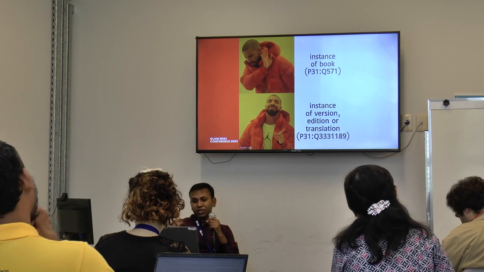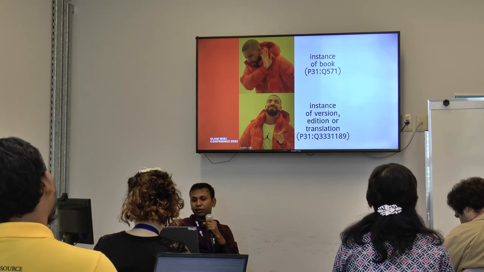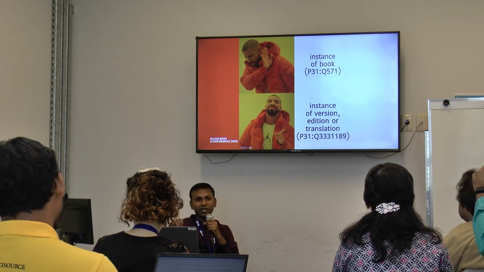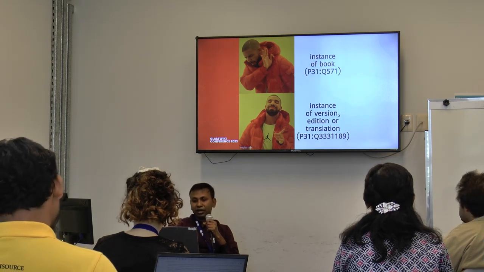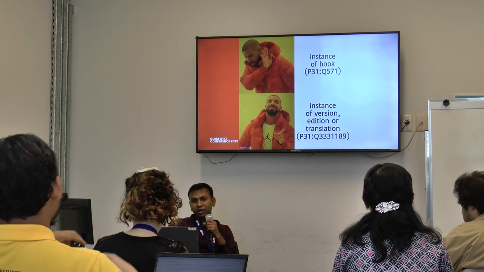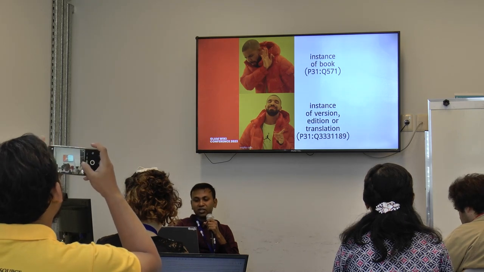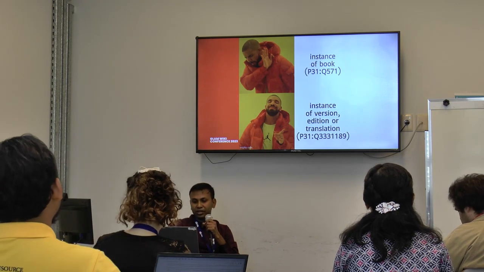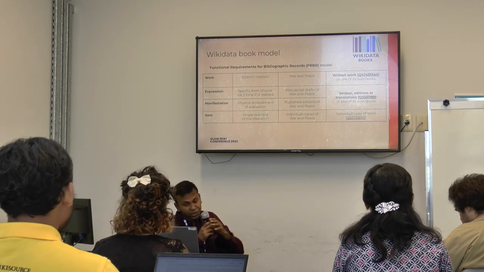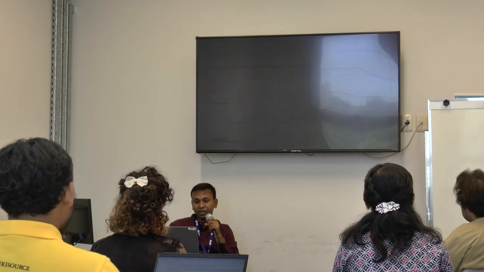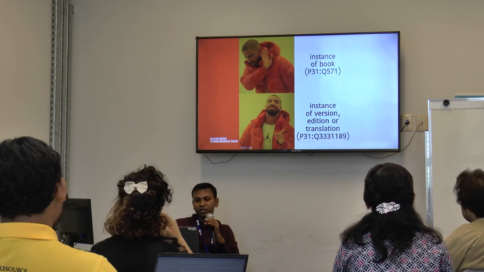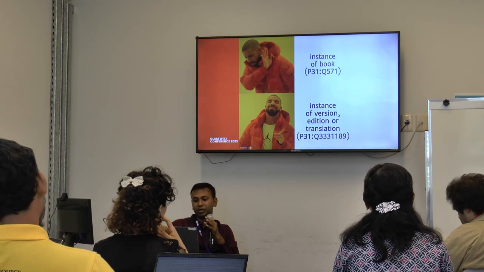This is a common mistake which the Wikidata community makes a lot, and we have to correct it every time. We do not add instance of book. We do not add it. Because a book, according to us, is a physical copy of a book. So we add instance of version, edition, or translation, which I mentioned here. That is important for Wikisource, and not instance of book. So if you are adding instance of book, please correct it, or somebody else will correct it.